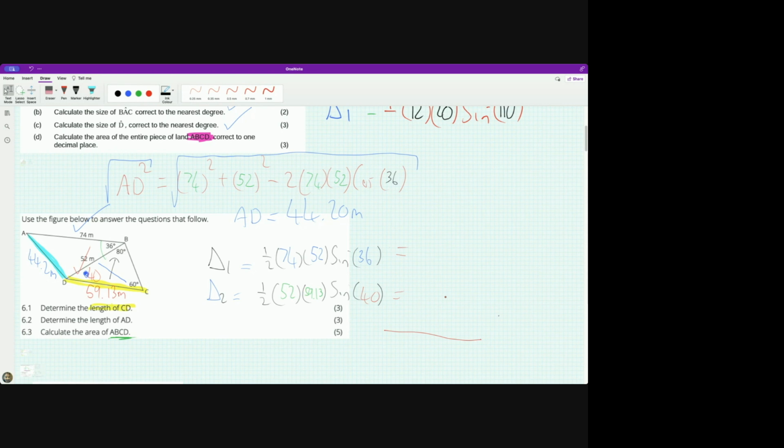Half times 52 times 74 times sine of 36 plus half times 52 times 59.13 times sine of 40 equals. What is everybody else getting for their total area of the quadrilateral? I've got my answer, but I want to see what you guys get.